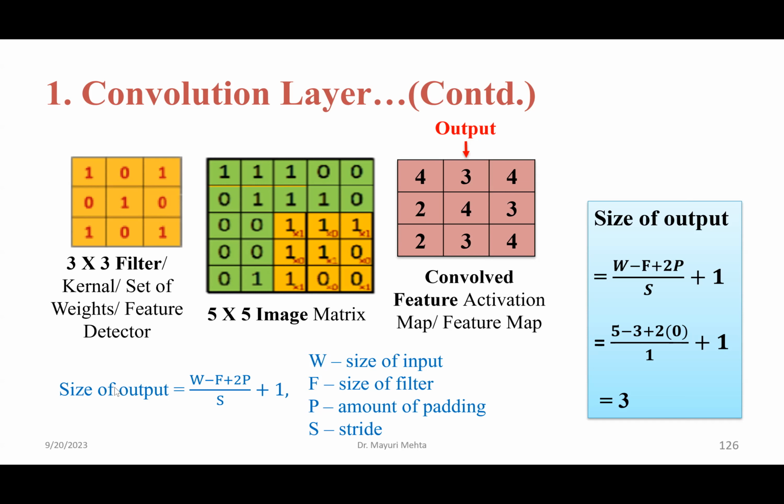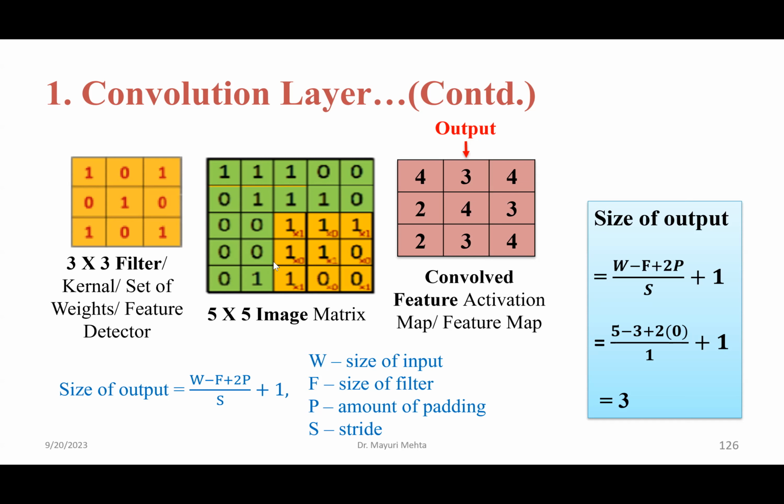Okay. Now, how do we compute the size of the output? हम एक convolutional layer में जो input image देते हैं उससे जो output मिलेगा, how do we compute the size of that output? So here you can see this is the formula that tells how we compute the size of the output. The formula is (W minus F plus 2P) divided by S, plus 1. So what is W? It is the size of the input.